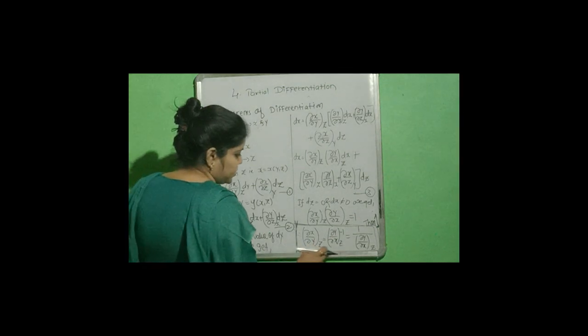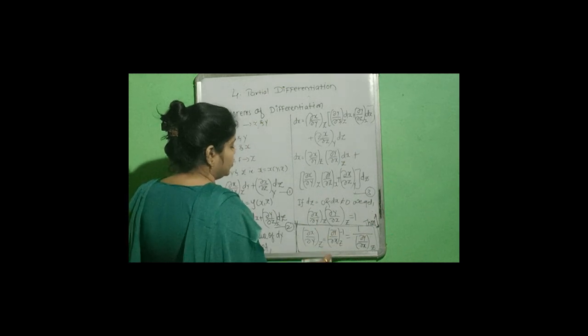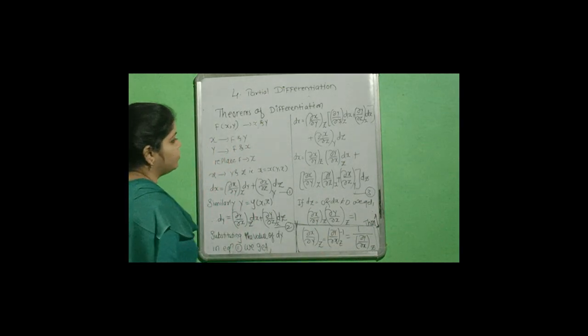And one point should be noted: the theorem 1 holds when one variable is kept constant, in this case we have taken z as constant. You can see that one variable is constant on both sides of the above equation, here also z is constant and here also z is constant, so you should note this point. Now we will see the second theorem of differentiation.